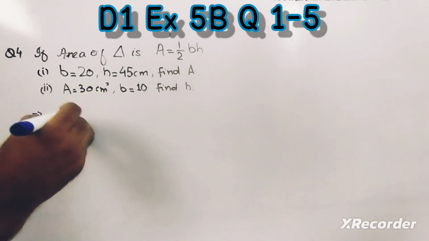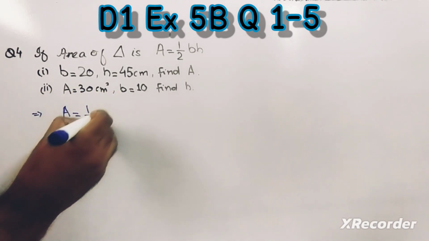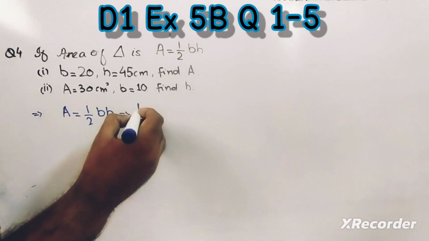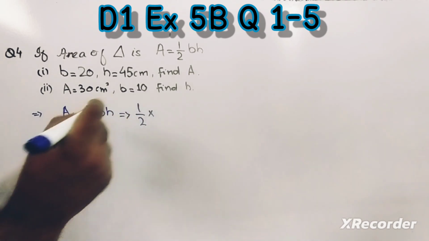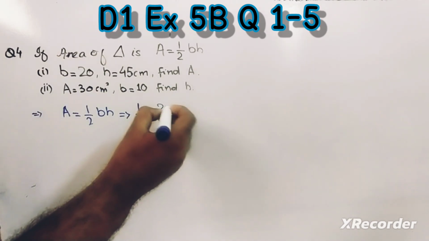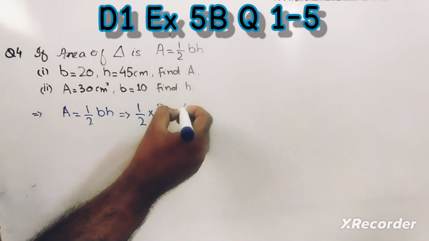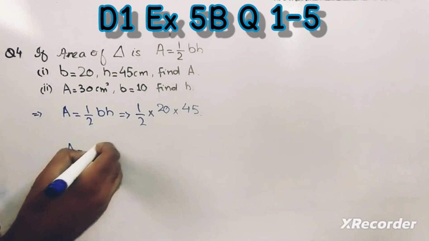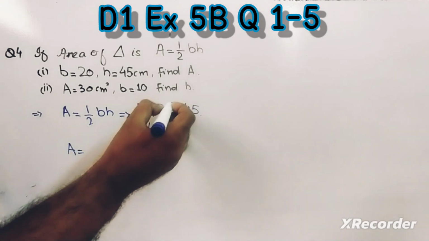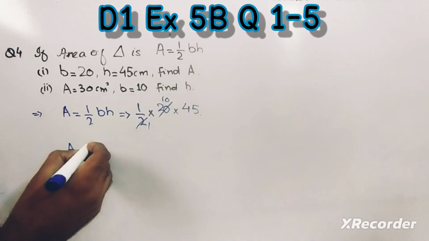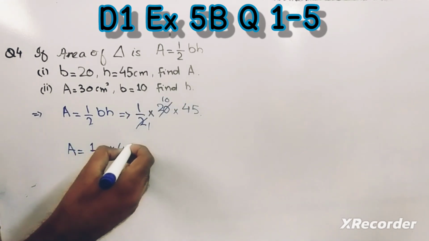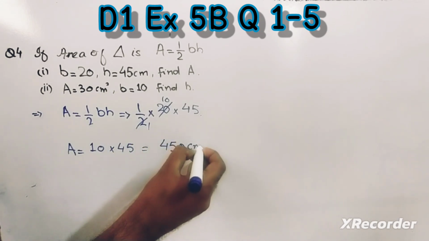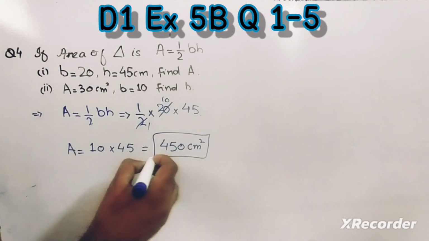We know that area is equal to half of bh. By putting the values, half multiplied with what is b, 20, and what is h, 45. By solving, 2 times 1 is 2, 2 times 10 is 20. So what we get is 10 multiplied with 45 is equal to 450 centimeter square. That is our required answer for part 1.